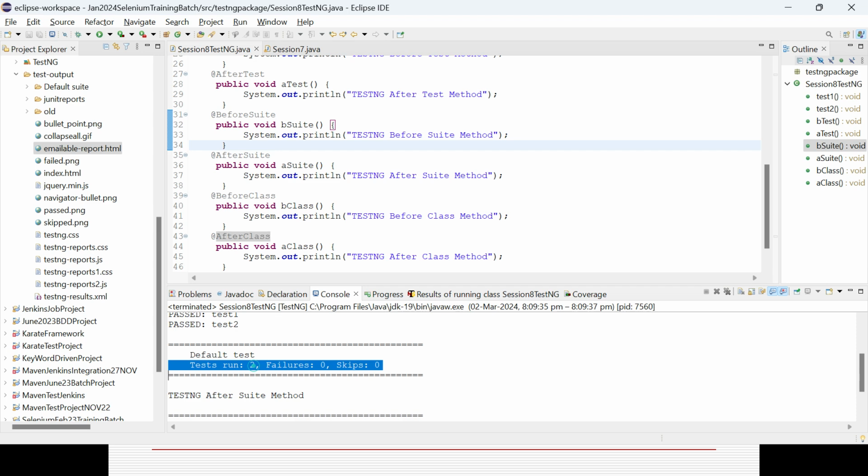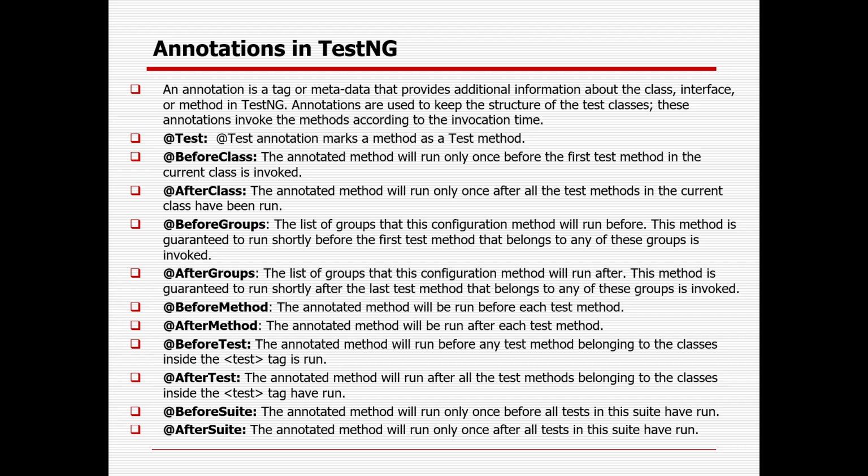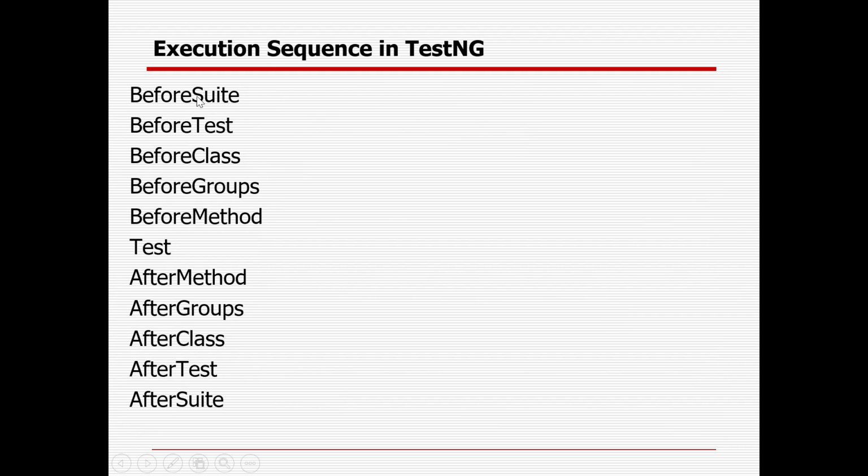So total 2 run. So that is the sequence, right? What is the sequence? It will be like that. Before suite, before test, before class, before group, before method. Then test will be executed. Then after method, after group, after class, after test, and after suite.